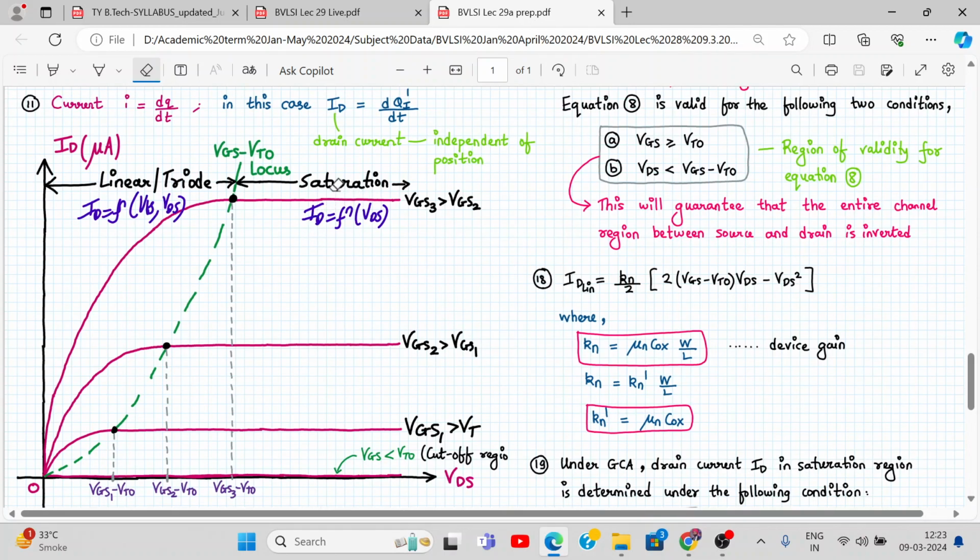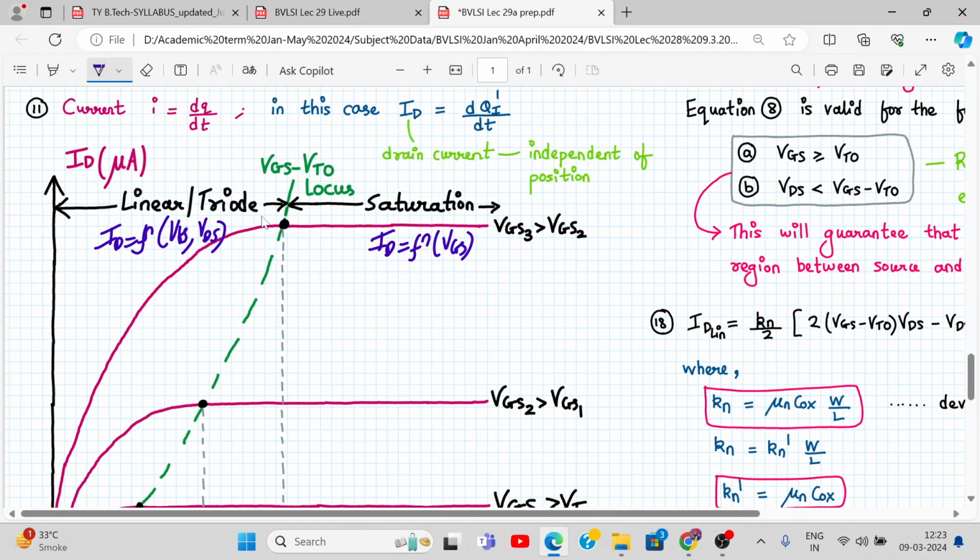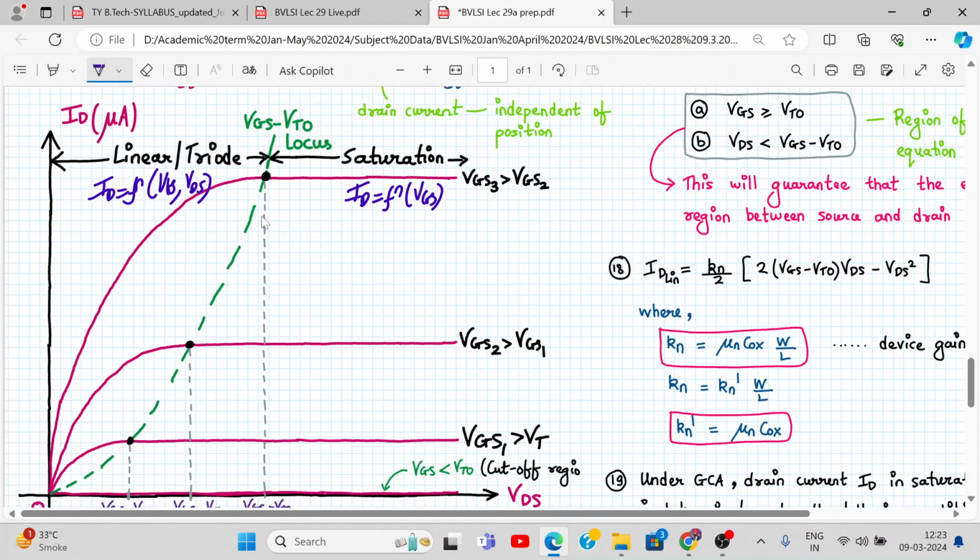So ID under saturation is independent of drain to source voltage. It only depends upon VGS. Oh, sorry, wrong. I have written over here, it's a function of VGS alone, not a function of VDS. So ID is independent of VDS under saturation, and it's a function of VGS and VDS under the linear region of operation.